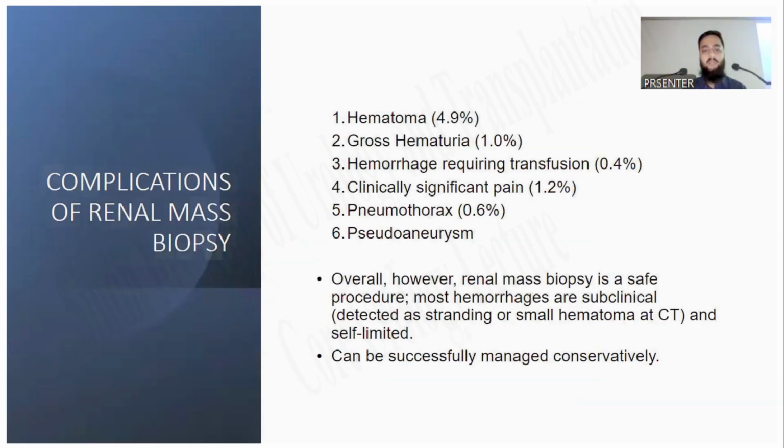Complications of renal mass biopsy. Hematoma is the most common at 4.9%, followed by gross hematuria, hemorrhage requiring transfusion, clinically significant pain, pneumothorax, and pseudoaneurysm. Overall, however, renal mass biopsy is a safe procedure. Most hemorrhages are subclinical, detected as a small hematoma at CT and self-limited, and can be successfully managed conservatively.